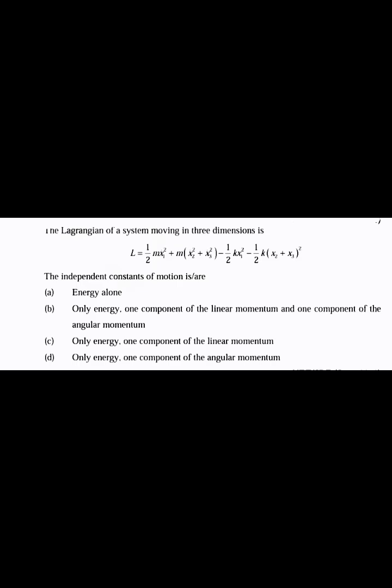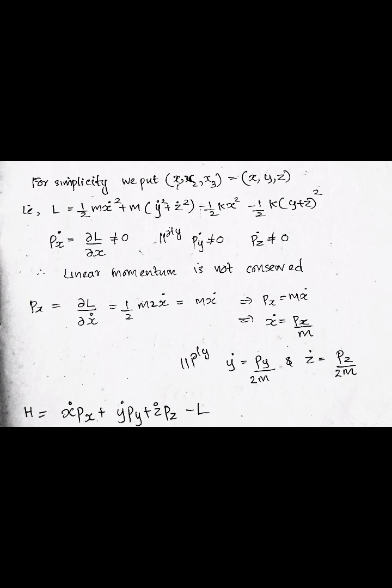The next question is, the Lagrangian of a system moving in 3 dimensions is L is equal to half m (x1 dot square plus x2 dot square plus x3 dot square) minus half k (x1 square plus (x2 plus x3) the whole square). The independent constant of motion is... So here we need to find the constants of motion. So for simplicity, we have taken x1, x2, x3 as x, y, z.